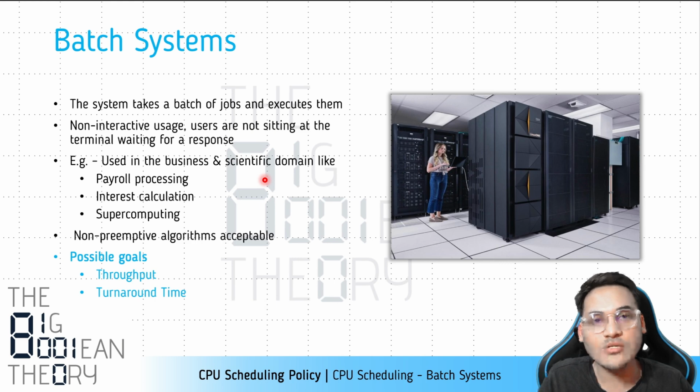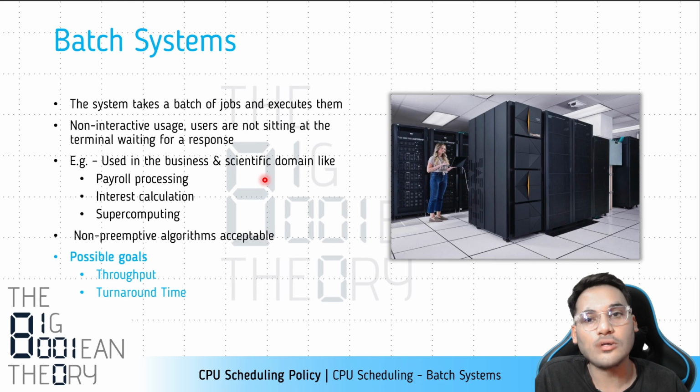So there would be a bunch of jobs submitted to the system and they will be executed. But the user does not demand interactive performance, right? This is the crucial part, that the system is not designed to give interactive performance or good response time. So this is the key characteristic of a batch system.